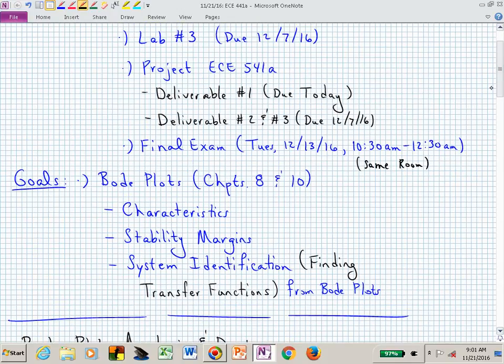Today, what I want to do is go over new material, and Bode plots are another way of understanding or obtaining information about system behavior. Hopefully you already are an expert at sketching Bode plots, and if I give you a piece of paper, you should be able to sketch one. We'll talk about the characteristics of Bode plots, stability margins, and system identification.